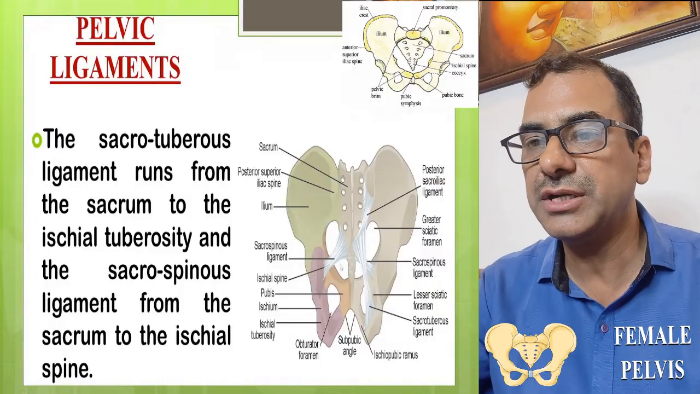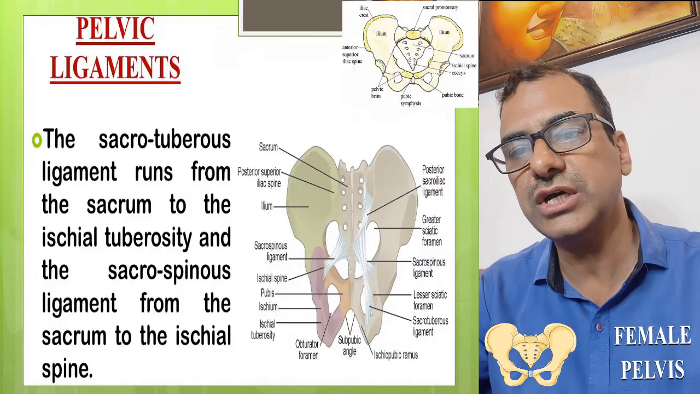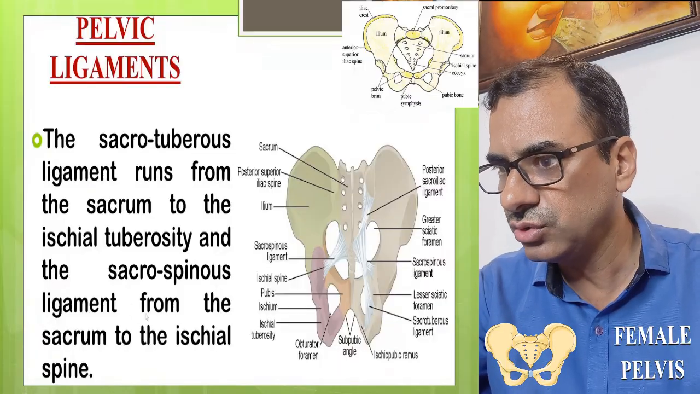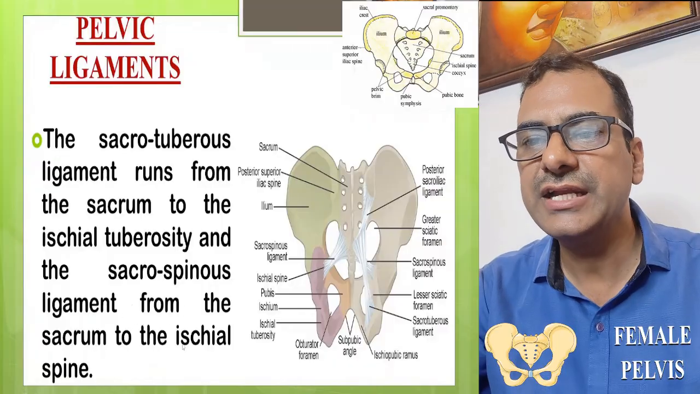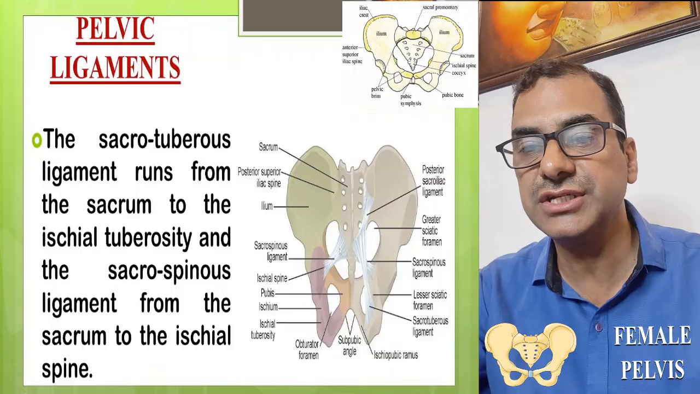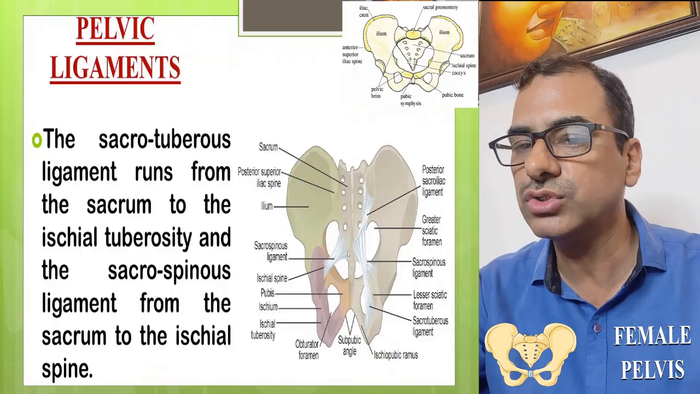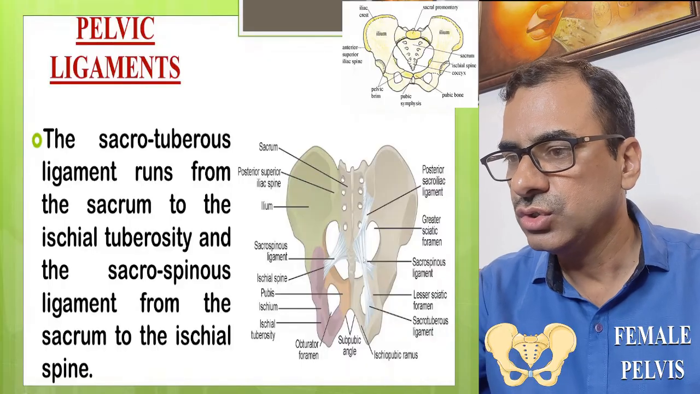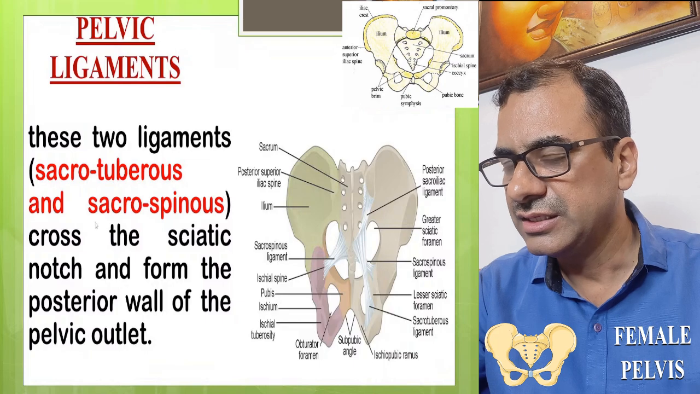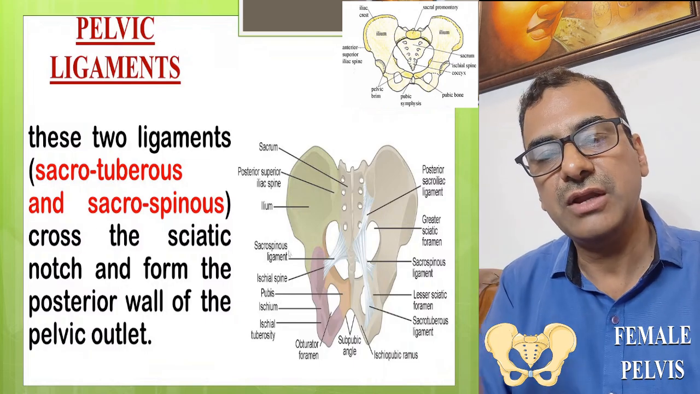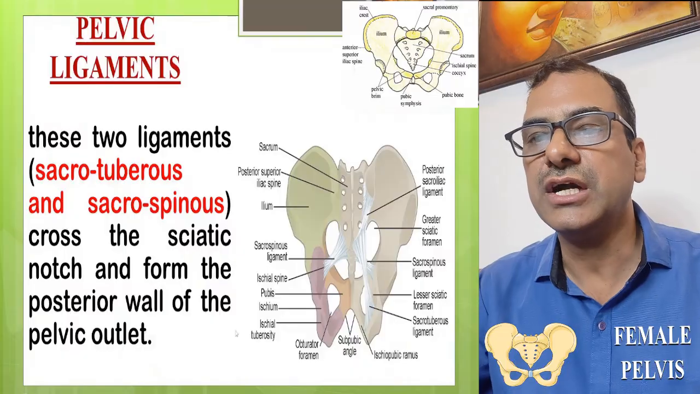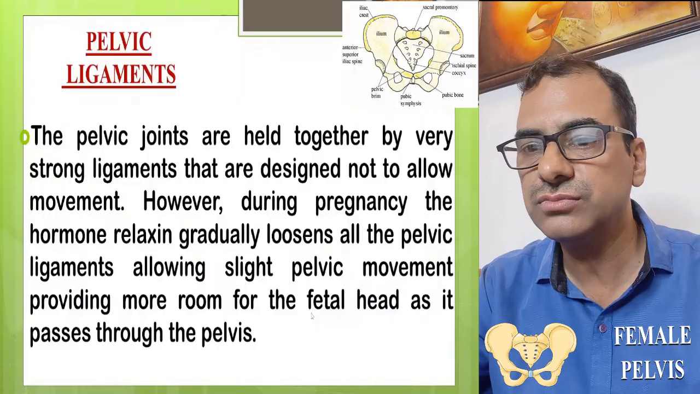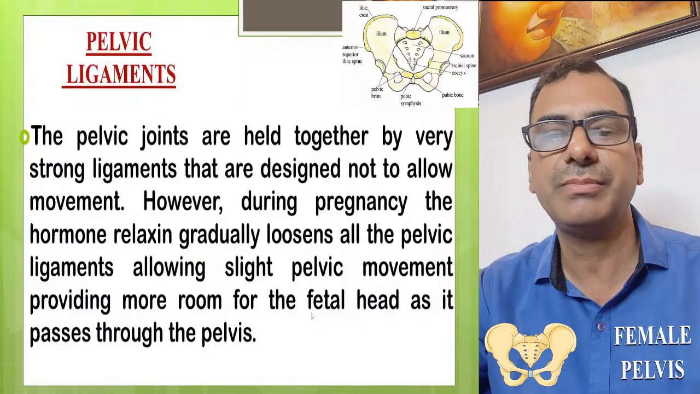The sacrotuberous ligament runs from the sacrum to the ischial tuberosity. So this one will be the sacrotuberous ligament. And the sacrospinous ligament, as the name suggests, starts from the sacrum and goes up to the ischial spine. This one is the sacrospinous ligament. Both ligaments form part of the pelvic outlet. These two ligaments cross at the sciatic notch and form the posterior wall of the pelvic outlet.